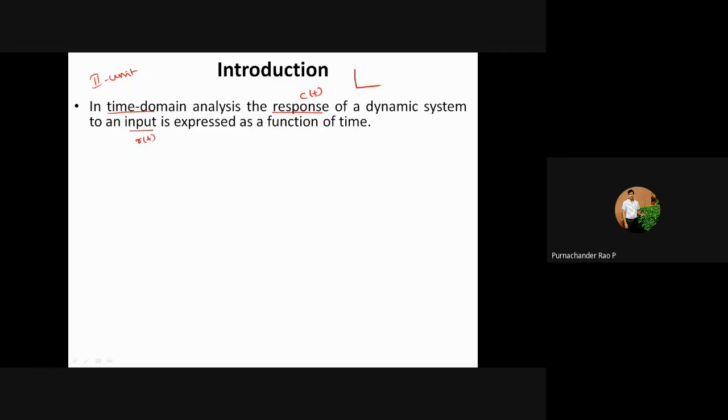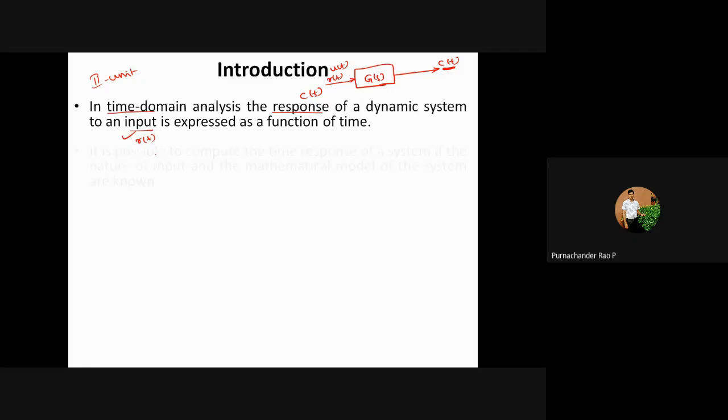For any particular system, we represent it as G of S, and we expect the output for a given input R of t, or normally you can also represent it with U of t. The output we represent as C of t. So your output equation must be represented in terms of C of t, the time domain. For that, we need to take up different inputs.